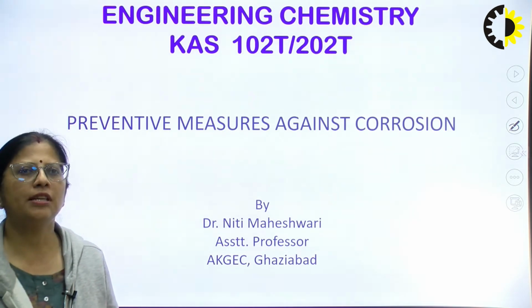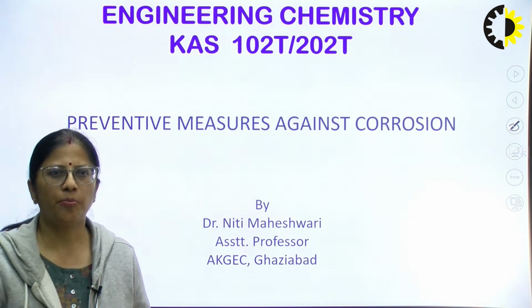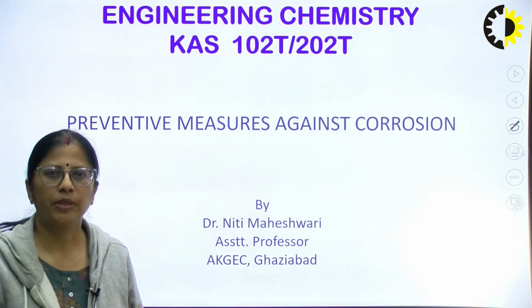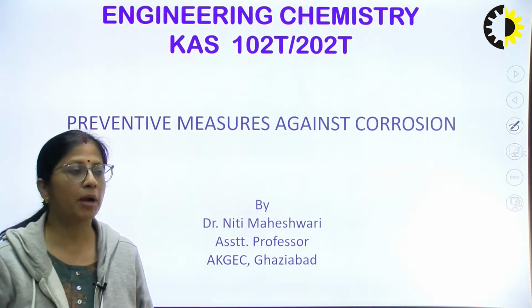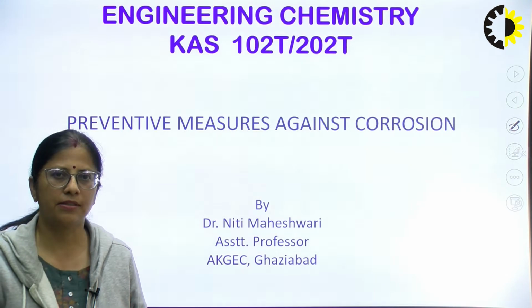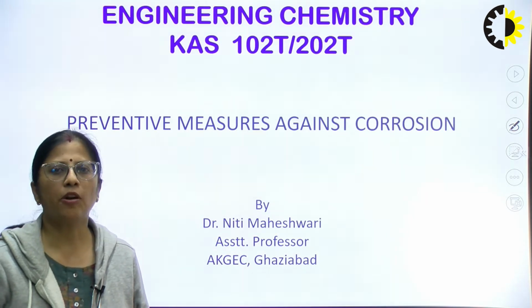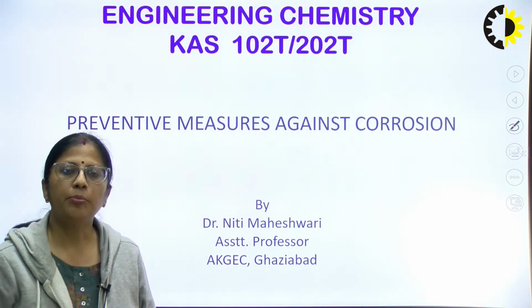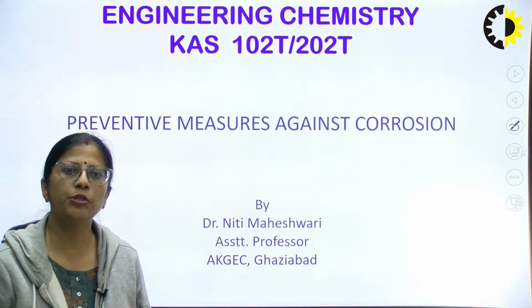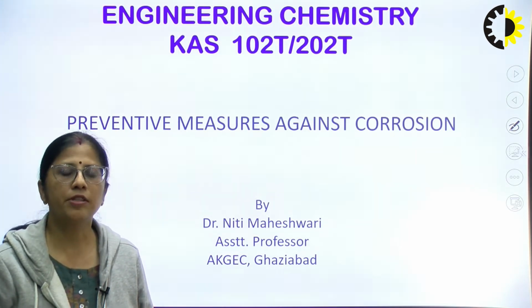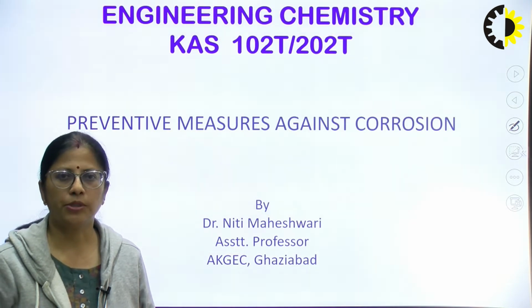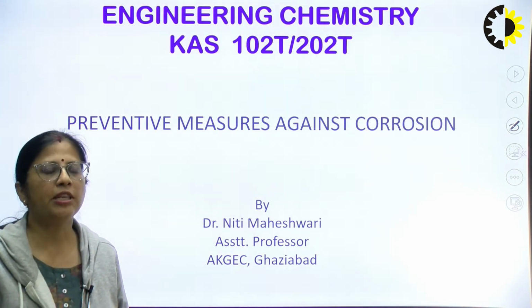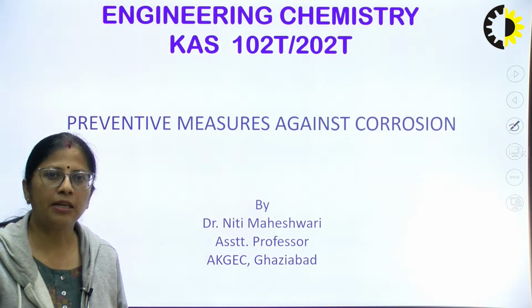Today, I'm going to deliver a lecture on engineering chemistry, the topic being preventive measures against corrosion. We all know that corrosion is nothing but disintegration of the metal surface. When the metal comes in contact with the environment, whether by chemical methods or in the presence of moisture and oxygen, it undergoes corrosion. It shows reaction, as a result of which its surface gets corroded. So it is necessary to study some of the measures which we can take for protecting our metal from corrosion.